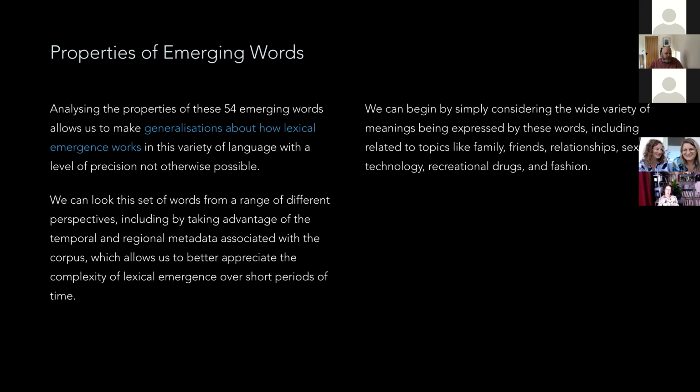Because it's not a huge sample, but it's a big enough sample that we can start making generalizations about, well, here's the most common word formation process. Here are the topical domains these are coming from, stuff like that. And we can start by just looking at the meanings of these words.